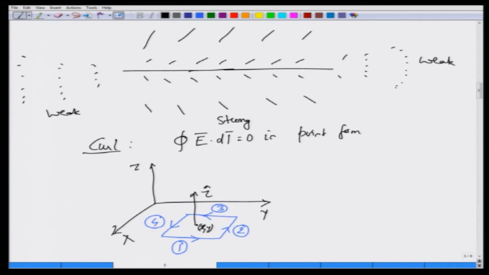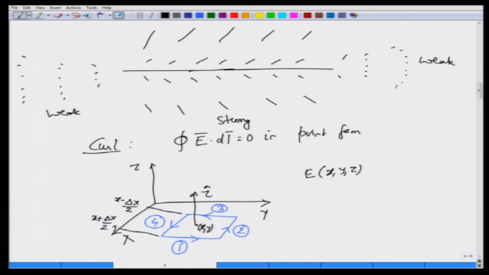Look at path 1. Along path 1, if you start from the left edge here and move to the right edge over here, what you are seeing is that along this path the y value will be changing, however, the x value will be constant. The electric field is a function of all three components, E at x, y and z. Path 1 is located at x plus delta x by 2, and path 3 is located at x minus delta x by 2.